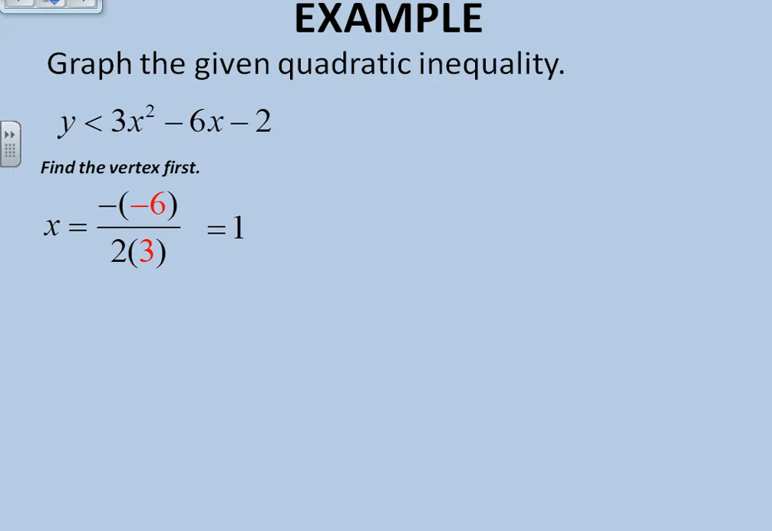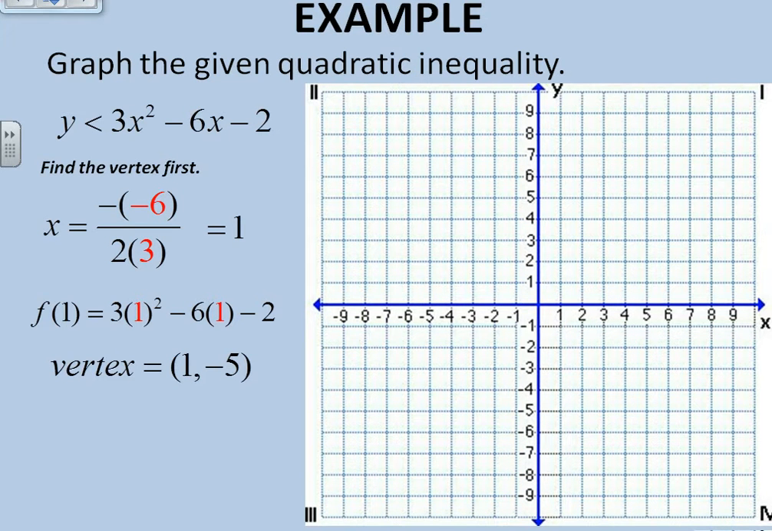To find our y coordinate, as you can imagine now, we're going to plug in 1, and we'll have 3 times 1 squared minus 6 times 1 minus 2. Well, 3 times 1 is 3 minus 6. That gives us negative 3. Minus another 2 would make negative 5. So we have the coordinates of our vertex being 1, negative 5.